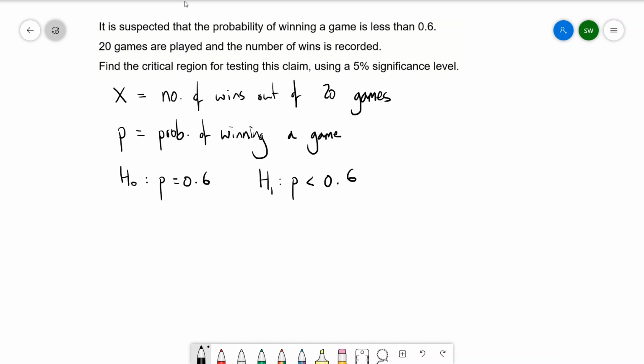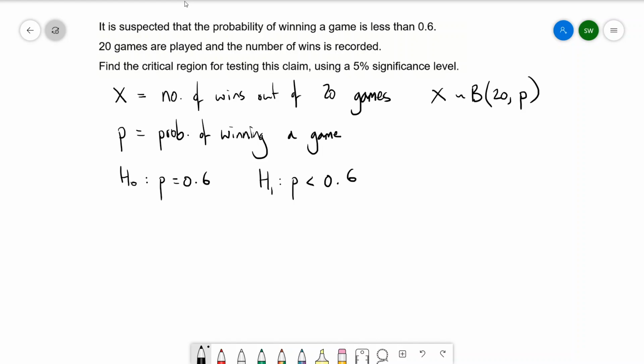Now, notice that X is going to follow a binomial distribution, because you can think about this as doing 20 trials, and each game has a probability of success, of winning, of P. So X is going to follow a binomial distribution with 20 trials and P is the probability of success. Now notice at this point that I'm leaving it as P. That's because we don't actually know what P is. That's what we're testing for in this hypothesis test.